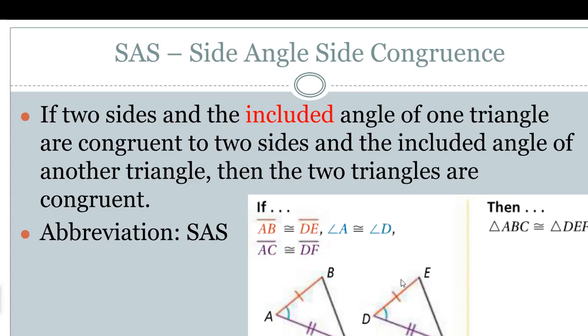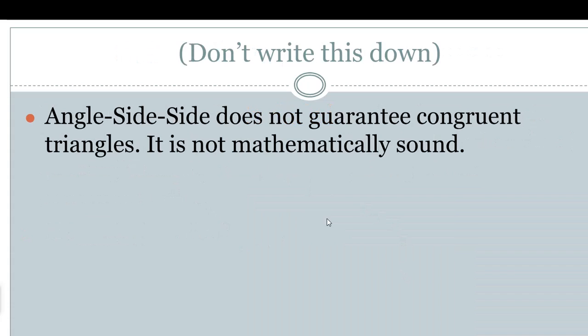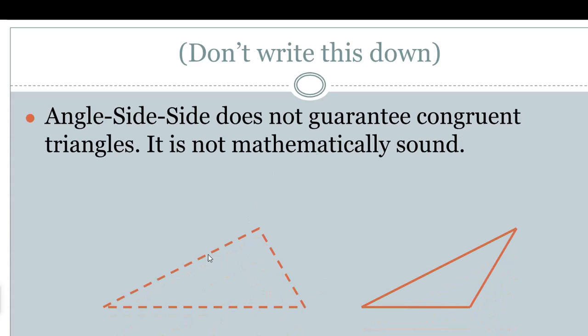So those are the first two. Now, this one here, don't write down. Angle side side does not guarantee congruent triangles. So for instance, here we have two triangles. They look completely different, but they're going to fall under the angle, side, side. They have the angle, a side length that matches this side length over here, and then you have a side here that are congruent. So this is one example of how angle side side does not guarantee congruent triangles. It's not mathematically sound. So do not use ASS on any of your answers. So far we have side, side, side, and side angle side.